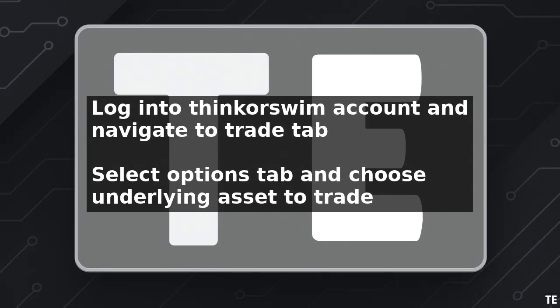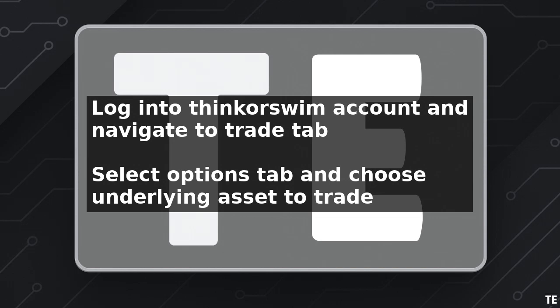To trade options on Thinkorswim, start by logging into your account and navigating to the Trade tab. From here, select the Options tab and choose the underlying asset you want to trade, such as a stock or ETF. Next, define your strategy by selecting the type of option you want to trade, including calls, puts, or spreads.